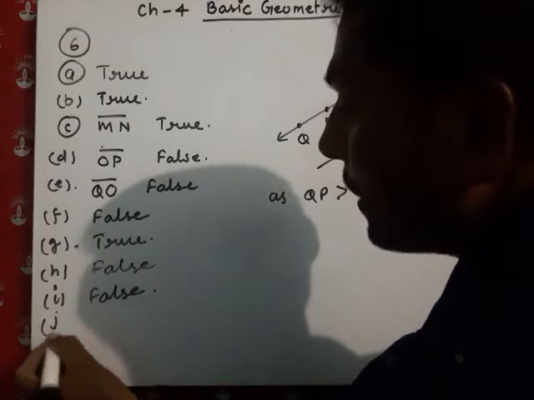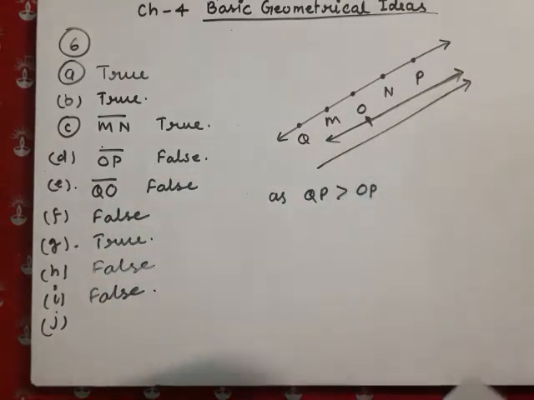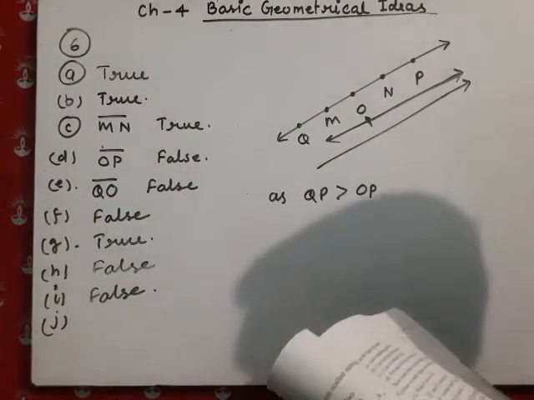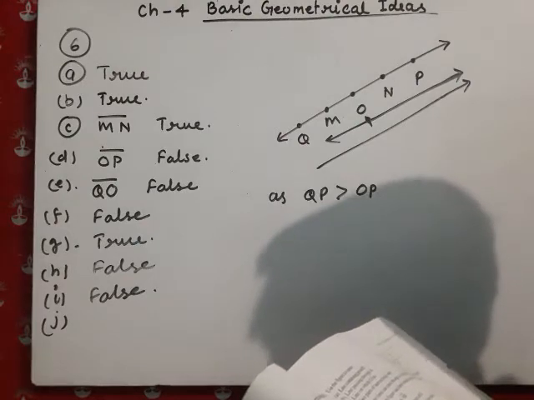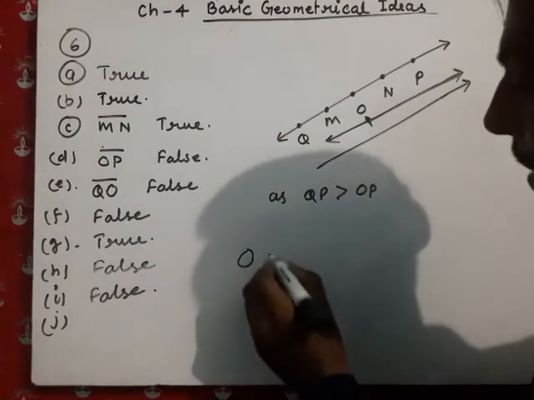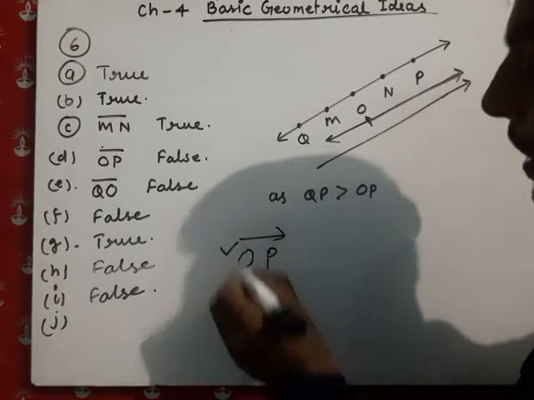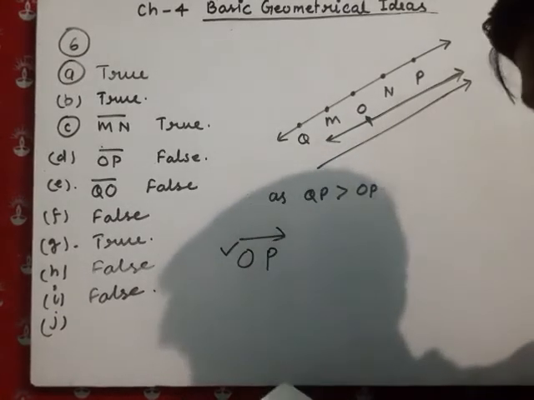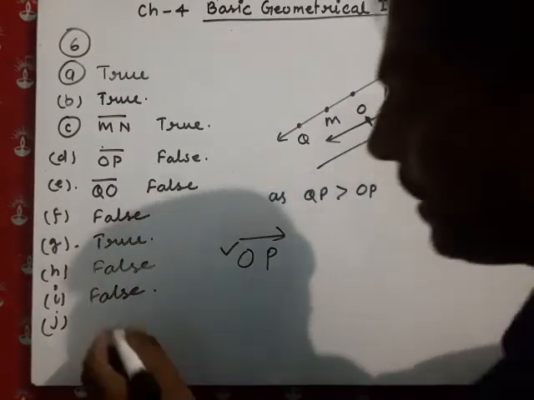Now going to the J part. In the J part, it is given that O is not an initial point of OP. As the ray OP is given, O is the initial point, but the question is saying that it is not the initial point, so that means it is false.